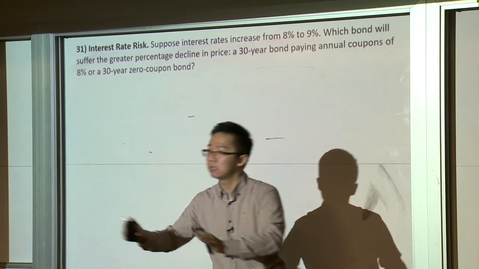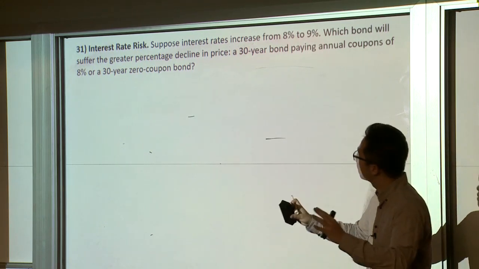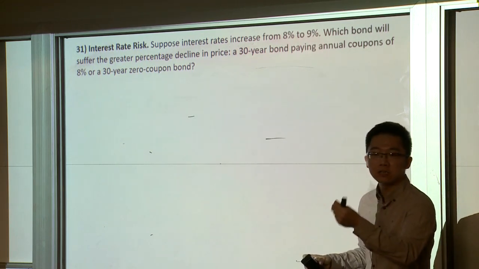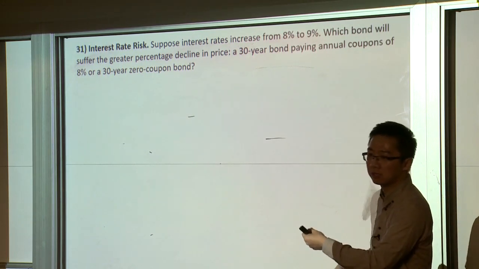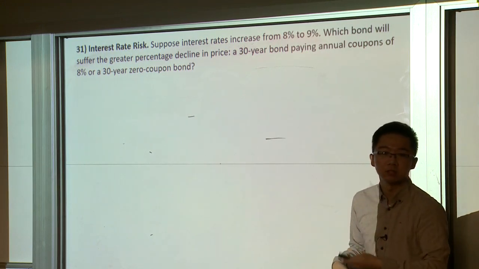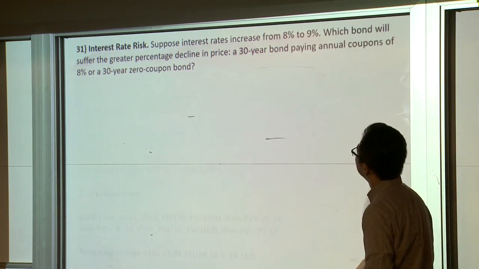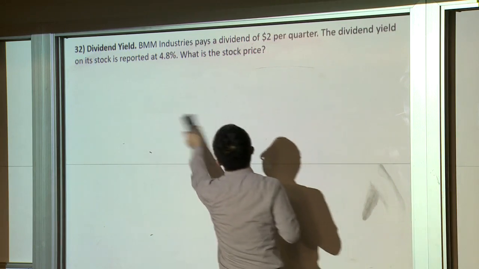Okay? And in finance, we call this duration. Okay? We call this duration. So other things the same, a bond with more years to maturity has a higher duration. We mean it's affected more by the interest rate changes. And a bond with a lower coupon rate has a higher duration. Okay? All right. 32, a dividend yield.